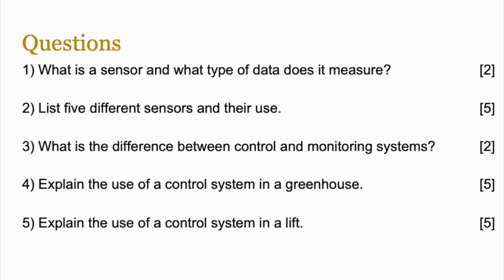You should be able to answer the following questions. What is a sensor and what type of data does it measure? You should be able to list at least 5 different types of sensors and their uses. You should be able to explain the difference between control and monitoring systems, and you should be able to explain the use of control systems in greenhouses or lifts or whatever the exam board can throw at you, because the process is going to be exactly the same.